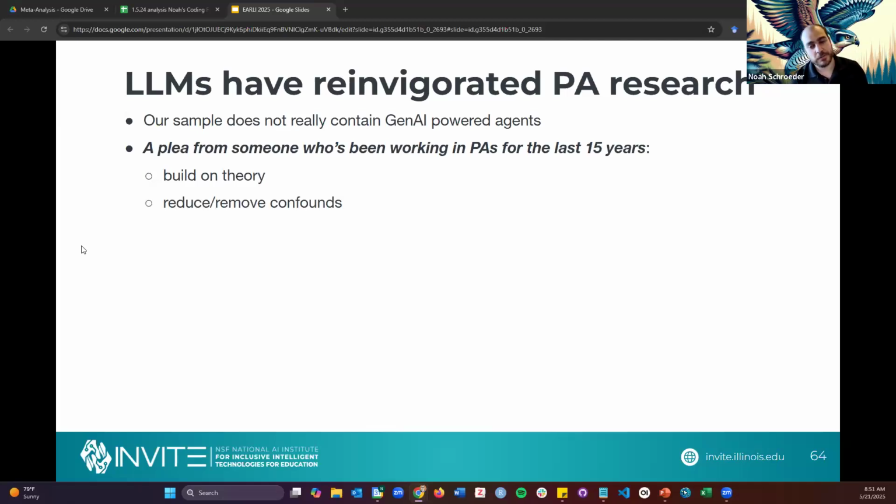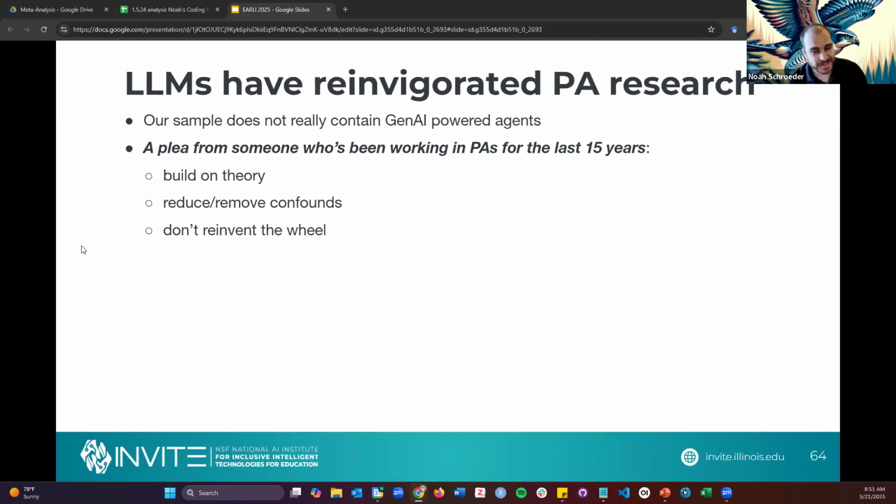Second, please try and reduce or remove confounds. Really, really super confounded studies might qualify for a meta-analysis, but they're not going to give us necessarily the type of causal information that we might need. So please keep removal of confounds in mind.